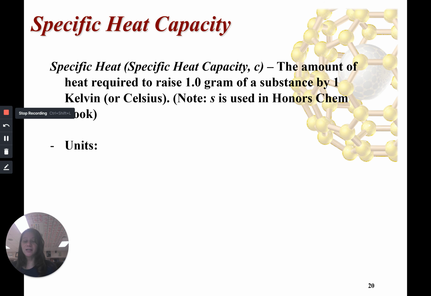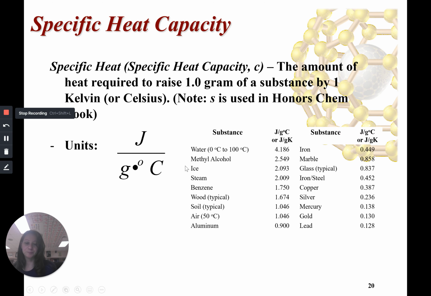Specific heat capacity obviously is different for each substance. The units for it, since it's the amount of heat, are in joules per gram, for 1 gram per Celsius. So joules per gram Celsius or joules per gram Kelvin, either one. So in your packet, you have this table of specific heat capacities, and you see water, methyl alcohol, aluminum, gold, lead, all kinds of different things. Notice that the metals have lower specific heat capacities relatively.